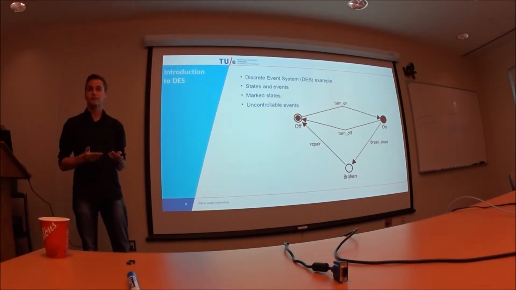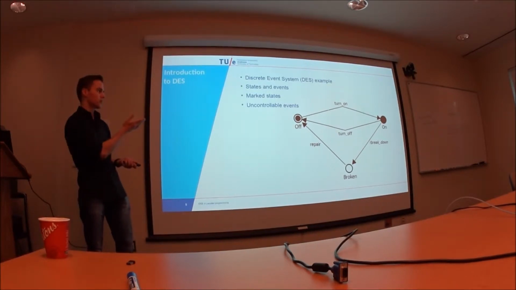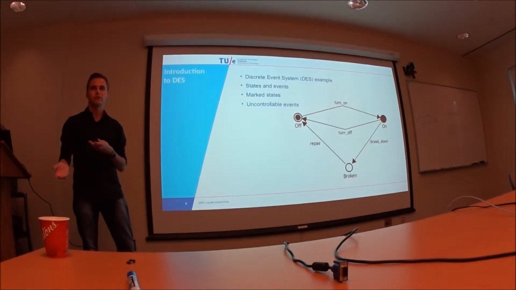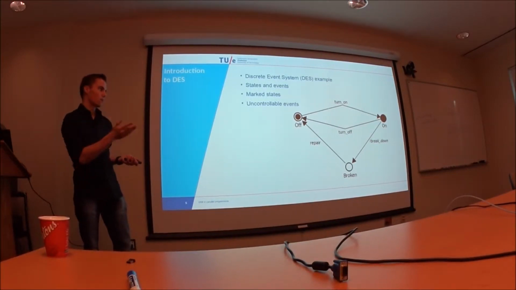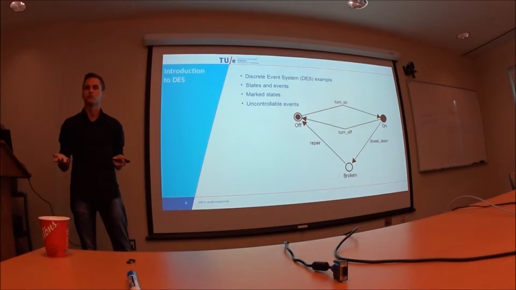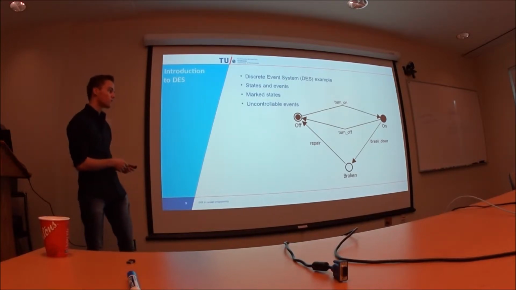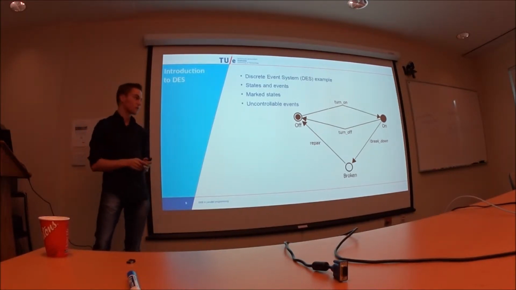Controllable events are the events that the system can decide happen, while uncontrollable events are events that can happen at random. In this case, the system can decide to turn on the machine or turn off the machine, but if it breaks down, that's uncontrollable, so that's why it's an uncontrollable event. We indicate this by the exclamation mark in front of the breakdown event.